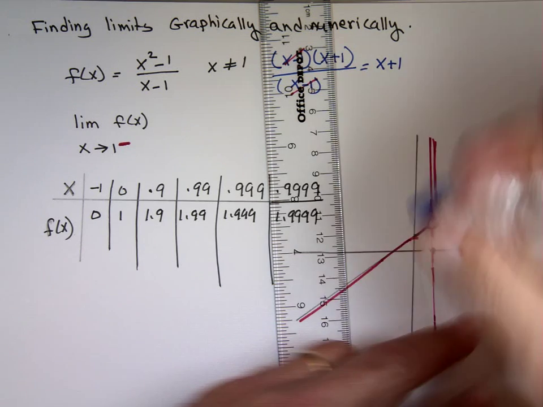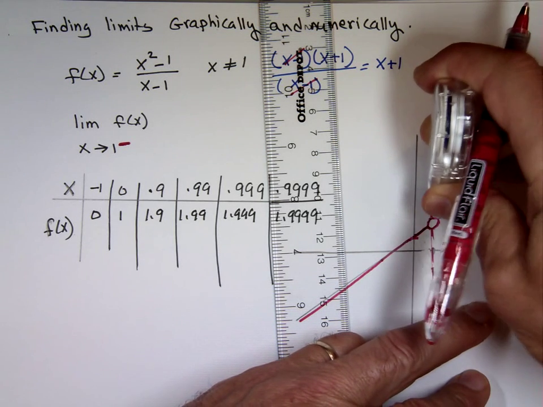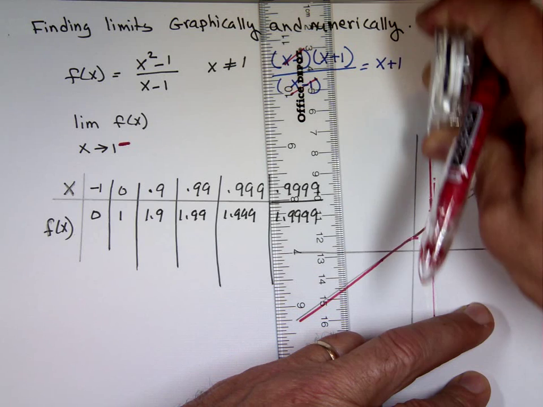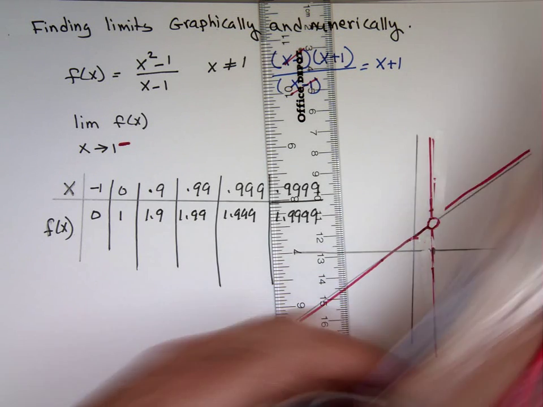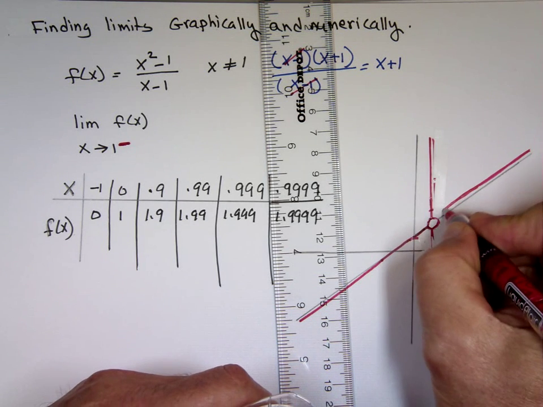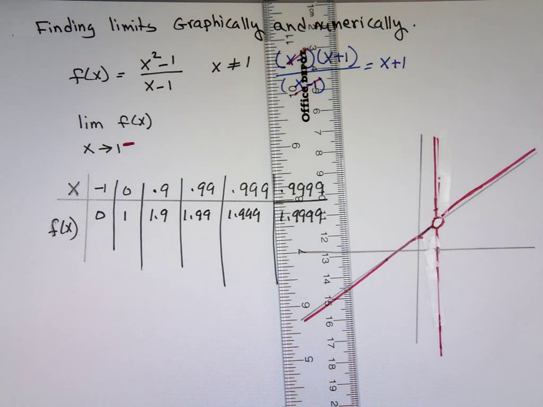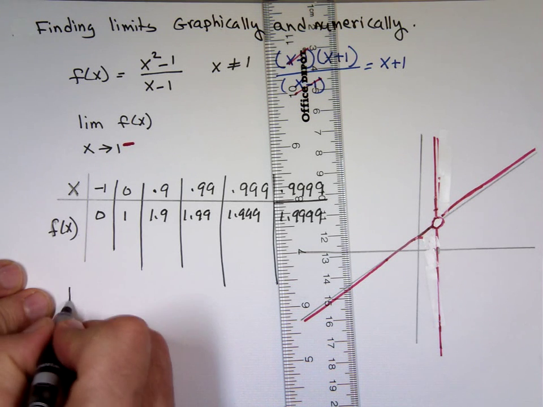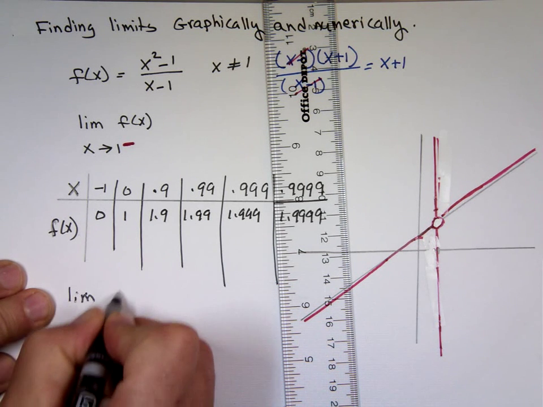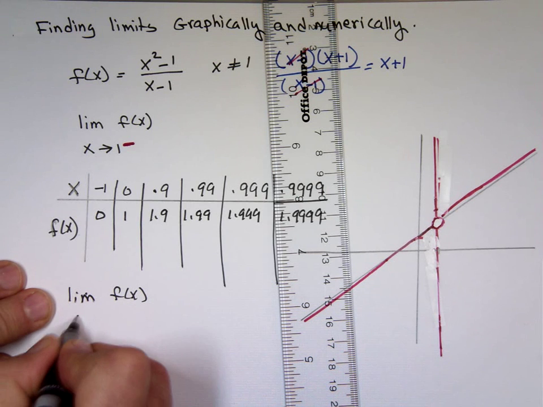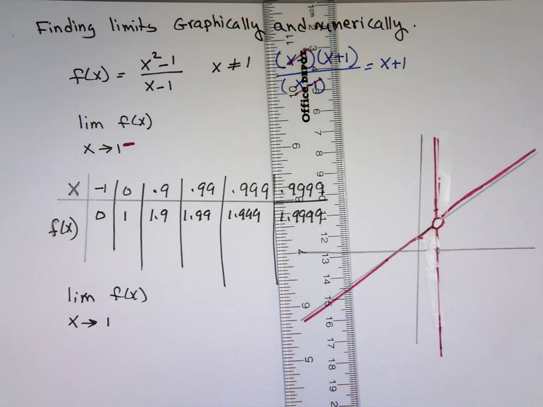And let me look at the other part. It's probably going to happen the same thing on this end. It's going to be a straight line here. It's going to get closer and closer to 2. So let's look at it from the right side. What's the limit of f of x as x approaches 1 now from the right side?